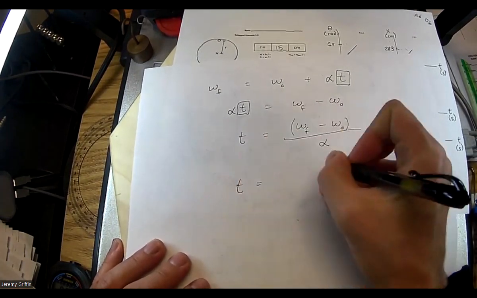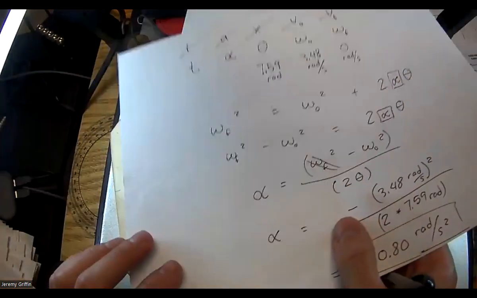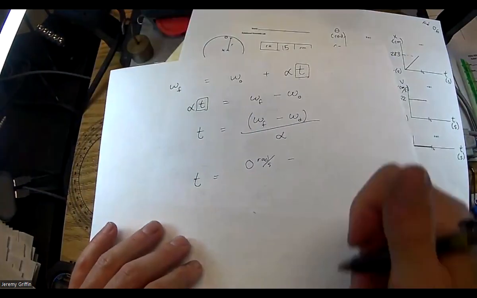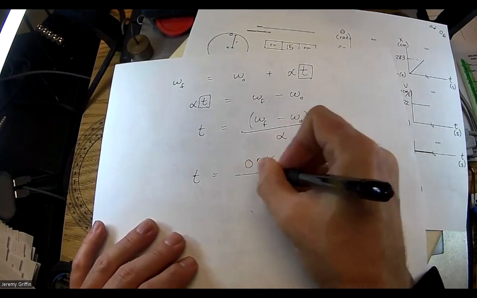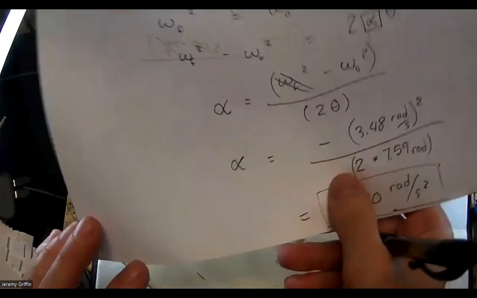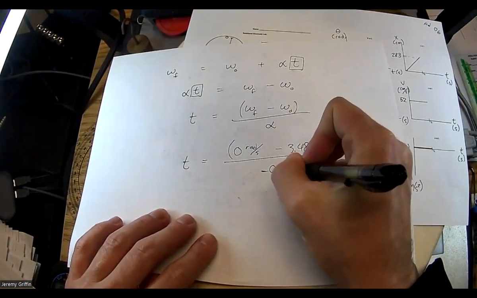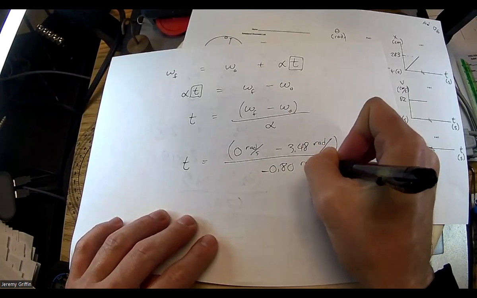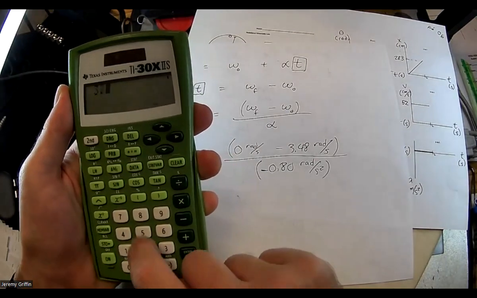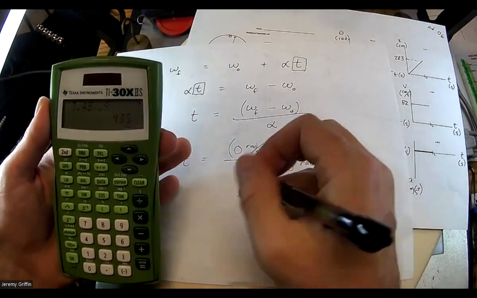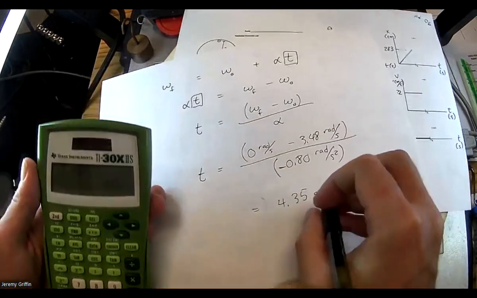So let's pop it all in. Okay, of course, this number is 0 rad per sec. Right, we're coming from 3.48 rad per sec. Right, this was all slowing down at a rate of negative 0.80 rad per sec squared. Just like that. Yep. All right, so that's 3.48 over 0.80. It looks like the negatives are going to cancel. Okay. I've got 4.35, and then the unit comes out to be seconds.